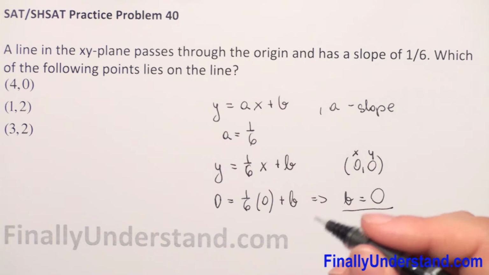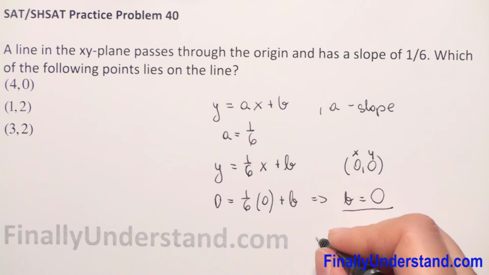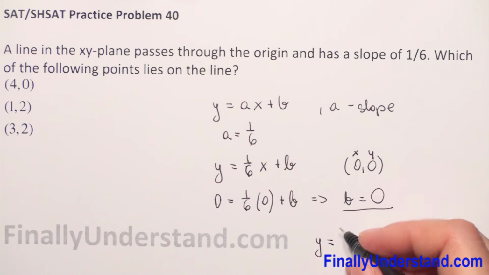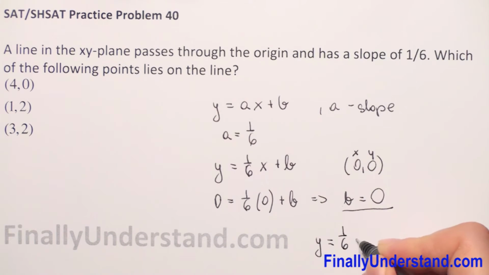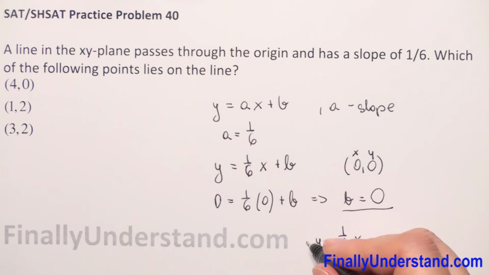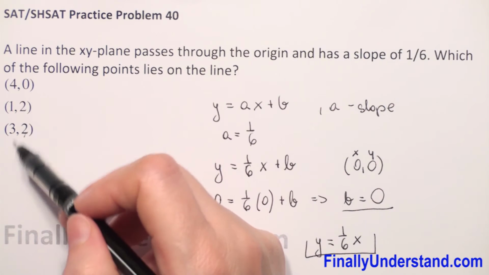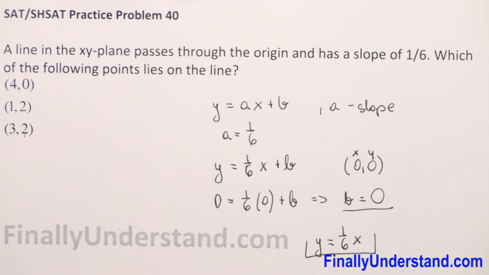So we have the formula of our line: y equals 1/6 x, and b is 0, so we don't have to write it. This is the formula for our line. And now we have to check which of those 3 points belong to our straight line.